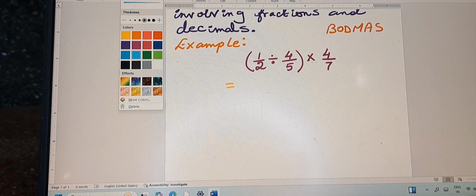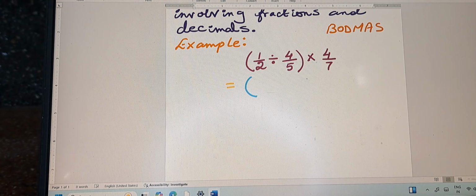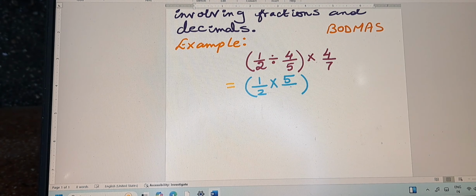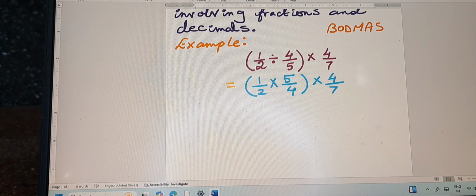So first I am going to solve the fraction which is written inside the bracket. So 1 by 2, since it is division, we need to change the sign. Opposite of division is multiplication, and when we are doing this, we need to write the reciprocal of the fraction written on the right hand side. So 4 by 5 reciprocal will be 5 by 4. And the fraction outside the bracket remains same, 4 by 7.